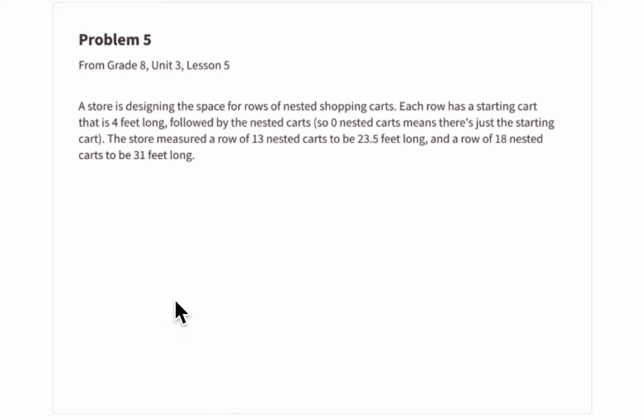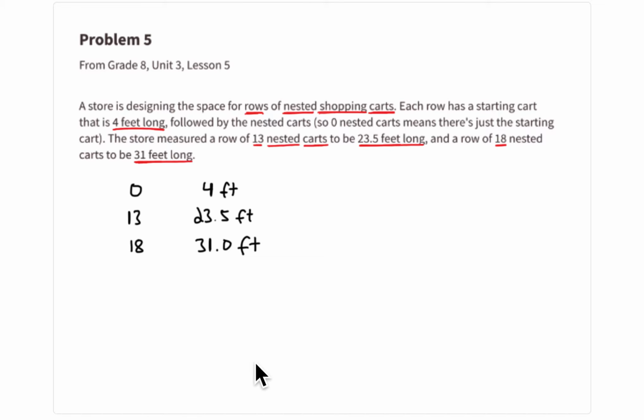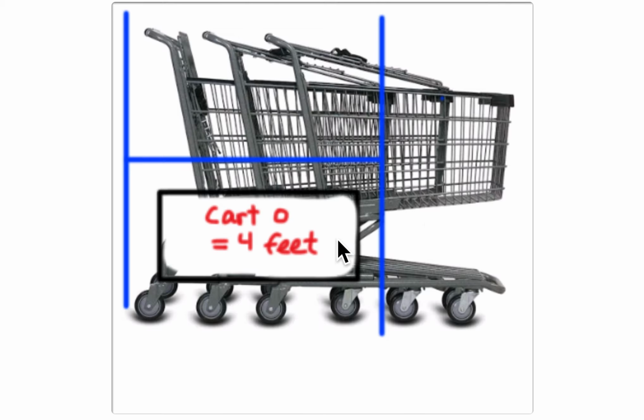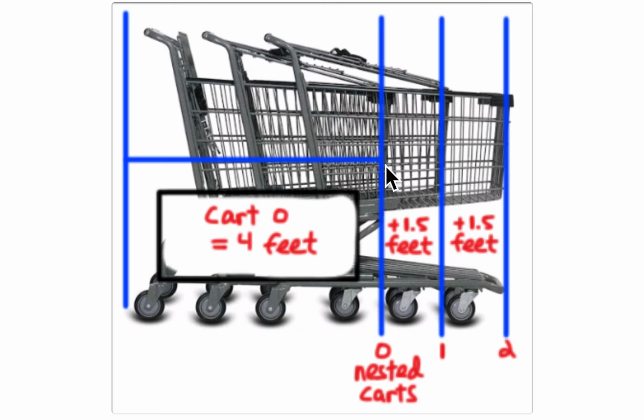So this is what nested carts look like. When you take carts and slide them one on top of each other, that's called nesting. So these are nested carts. So 0 nested carts, this cart right here. The first cart is 4 feet long. And then the next cart, I'm going to show you how you calculate this in a moment. They want to know what the length is of each nested cart that's added on. And that answer is 1.5 feet. So we're going to go over how you calculate that in just a moment.